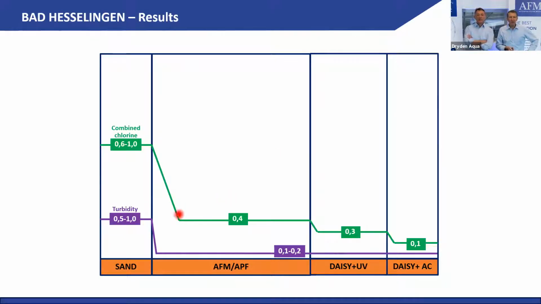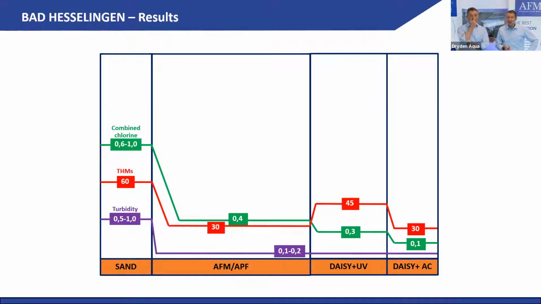As we have seen in the numbers, the Daisy system was able to take combined chlorine down to 0.4. This is what we would expect. Exactly. Without anything else, it will be around 0.4. A low pressure UV was able to take it down to 0.3, and then carbon really took it down to 0.1.